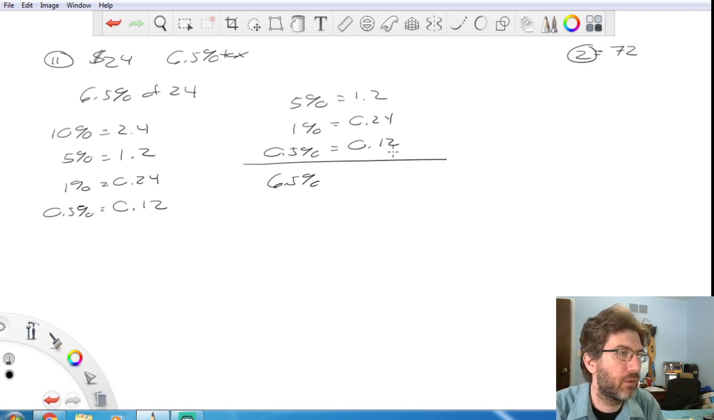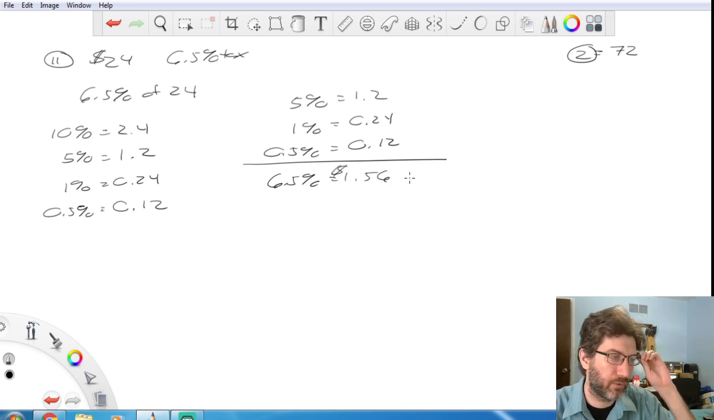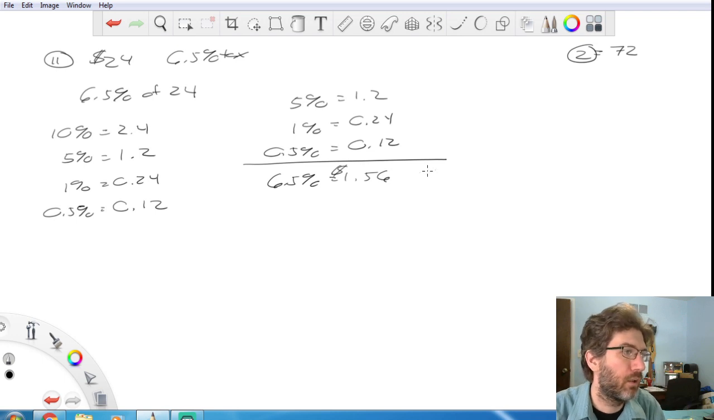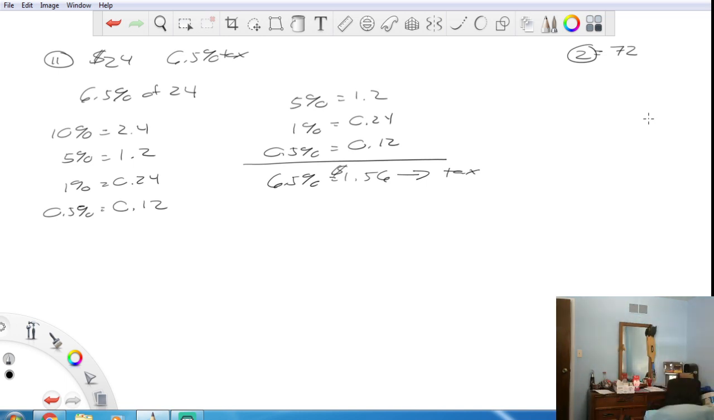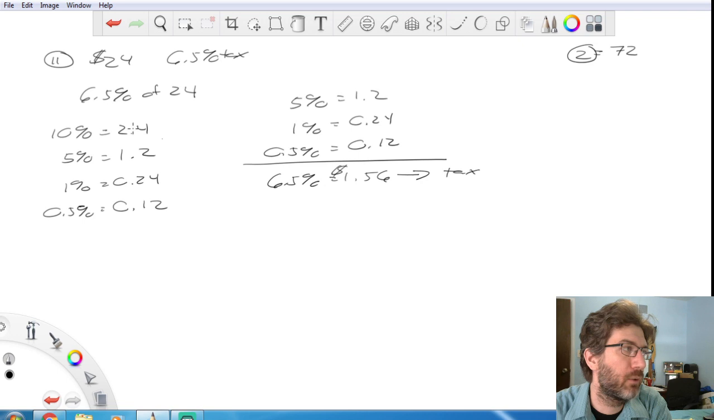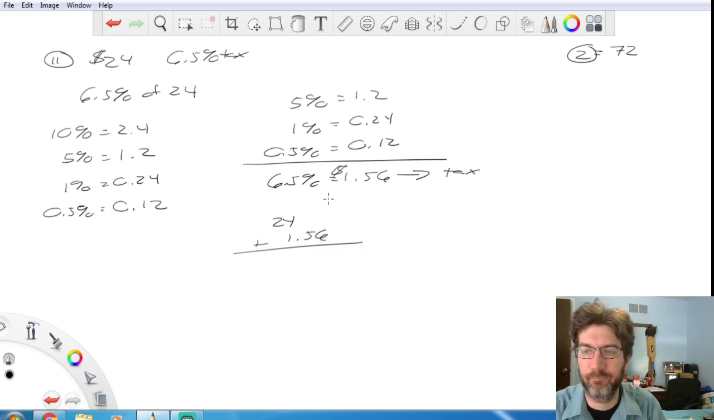Add them up. I lost my train of thought. That's 36, 40, 56, 156. So you're paying $1.56 in tax. This is how much tax there is. I don't remember what it asked. Did it ask for the total price, or no? I just asked for tax. If you want to know how much you're paying, you would then take your $24 and add your tax to it, and that'll be how much you're paying.